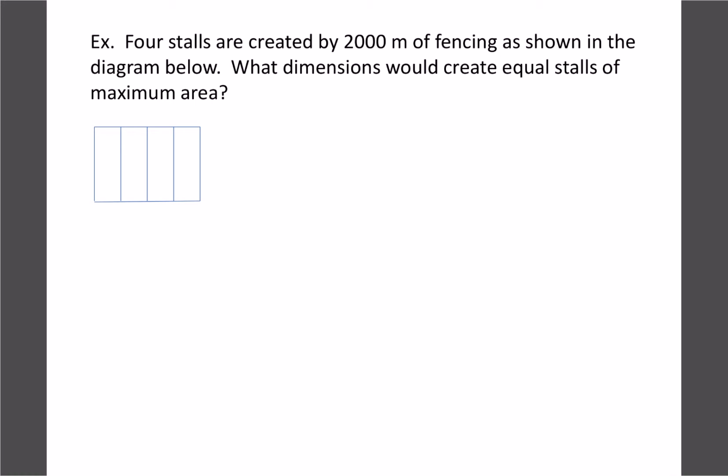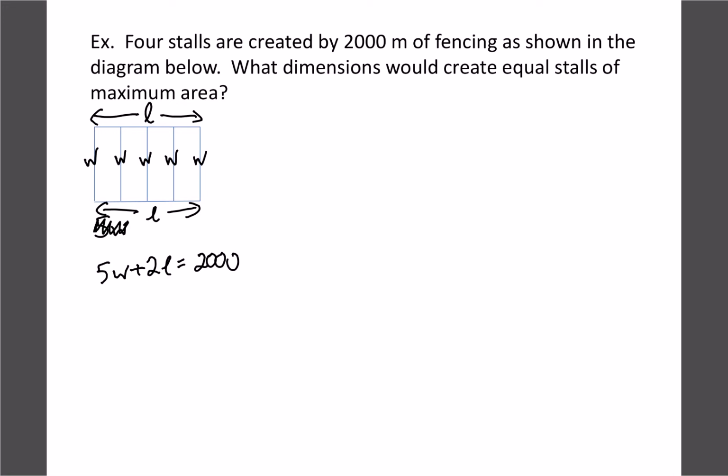Okay, here's another one, very similar, except we get a whole bunch of stalls side by side. So you can see in this case we got 4 little rectangles, so let's call each of those widths the same. So we actually get 5W for our perimeter in this case. And we can either solve our length as being the one whole piece, or we could do each individual section, whichever. So we actually get 5W plus 2L equals 2,000 in this case.